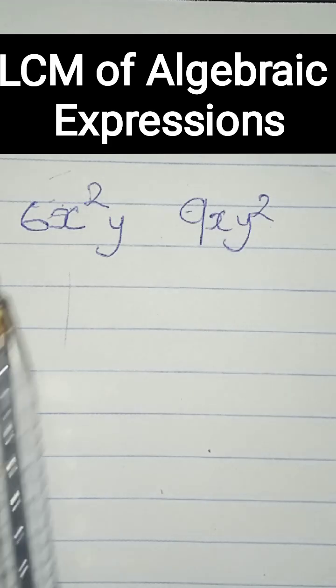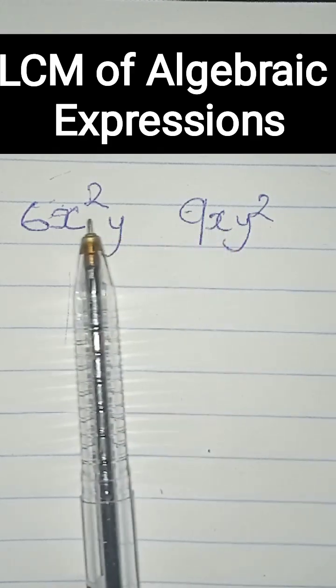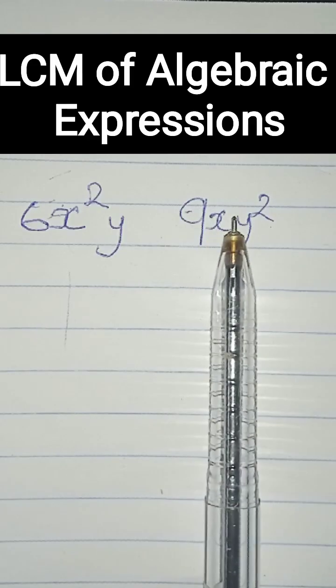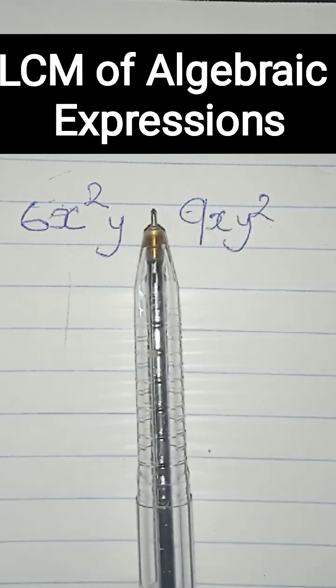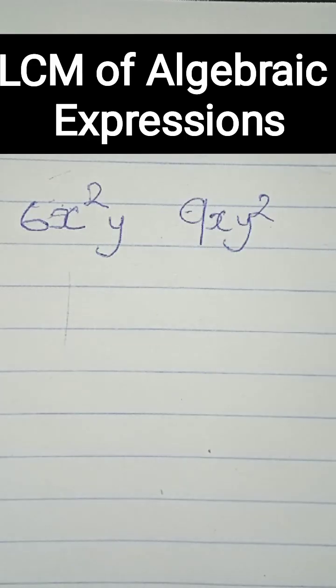In today's lesson, we're going to be looking at finding the LCM of algebraic expressions. This is an algebraic expression: you have 6x squared y, 9x y squared. There are different methods of finding this. Let me use the first method to solve it.